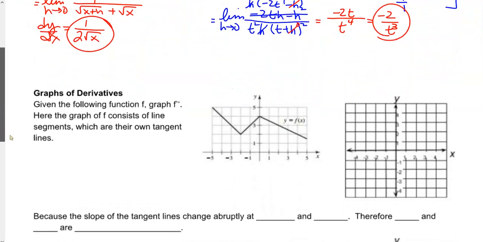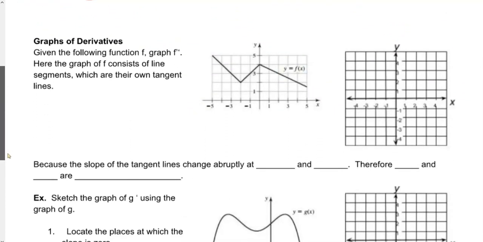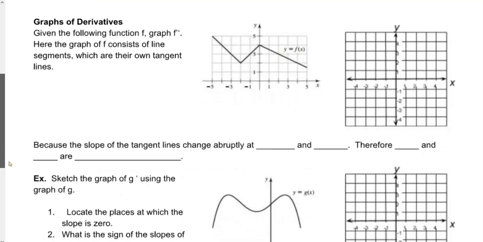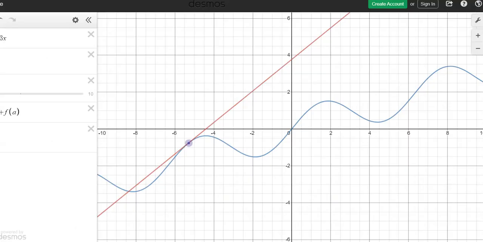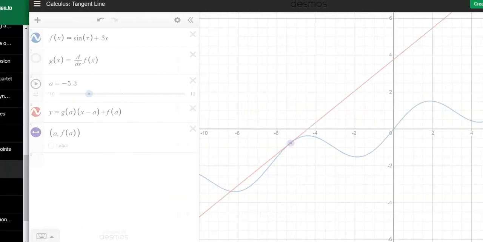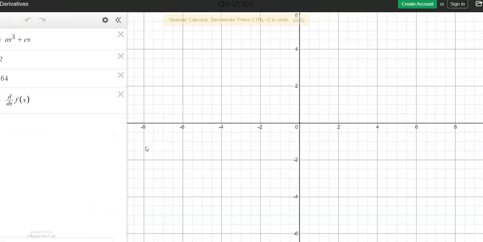So that's all that I have for you on actually finding the derivatives using that definition. Now we're going to evolve into looking at graphs of derivatives. So I'm going to digress again and kind of show you on Desmos again. They have a place where you can look at some functions and derivatives. I'm going to open this up.